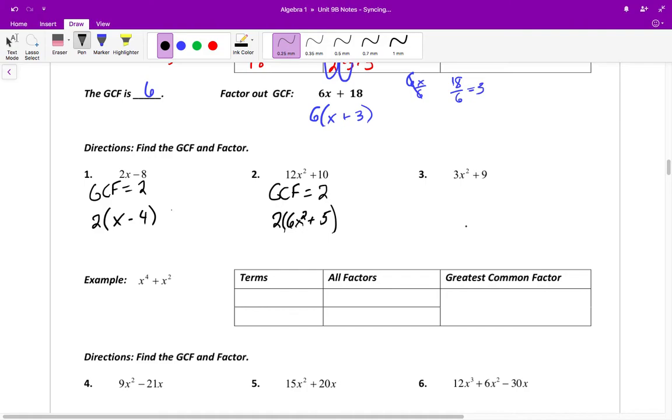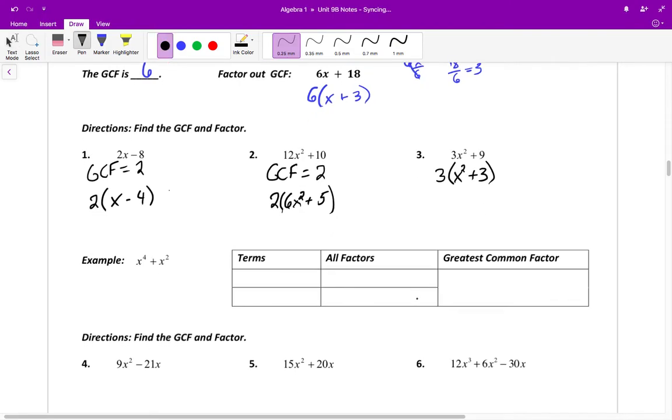All right, so number 3. Hopefully you said that the GCF, the biggest number you could divide by, would be the number 3. So then parentheses, 3x squared divided by 3 is just x squared. 9 divided by 3 is just 3. And there's your final answer.